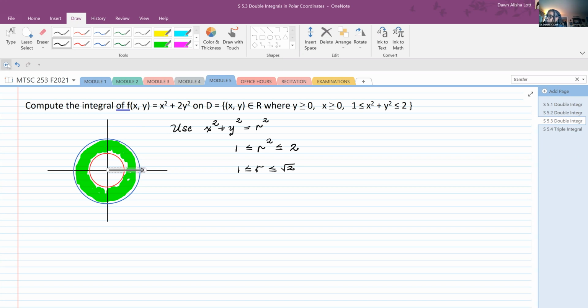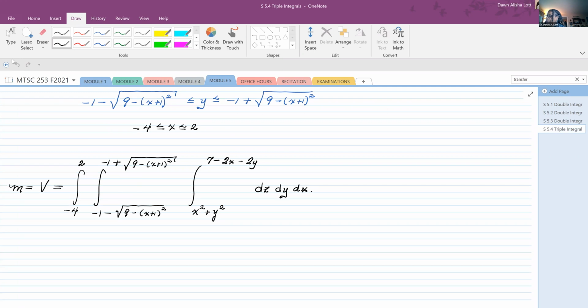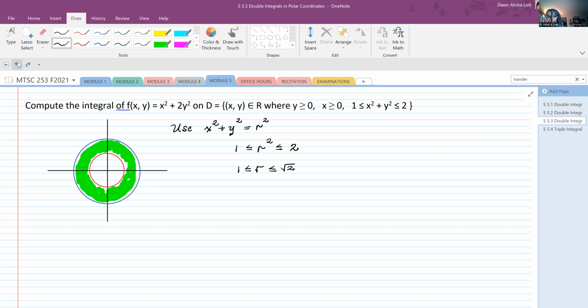Undo it. Undo, undo. Oh no. What did I do? What did I do? Okay. So my radius only goes from here to there, and it sweeps around, goes all the way around. So theta goes between 0 and 2 pi.